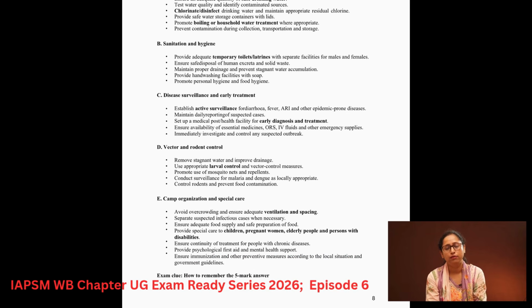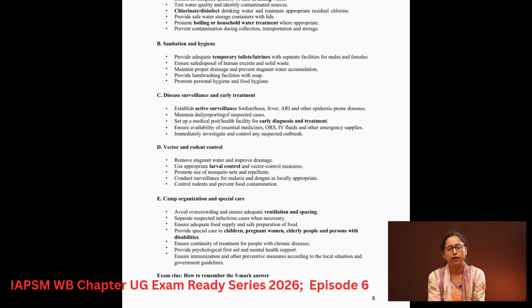The fourth point, we will be talking about vector and rodent control. We need to see that there is removal of stagnant water and improve the drainage, use of appropriate larval control and adult vector control measures, promotion of use of mosquito nets and repellents, the personal protection, conduct surveillance for malaria and dengue as locally appropriate, and also control the rodents and prevent food contamination.